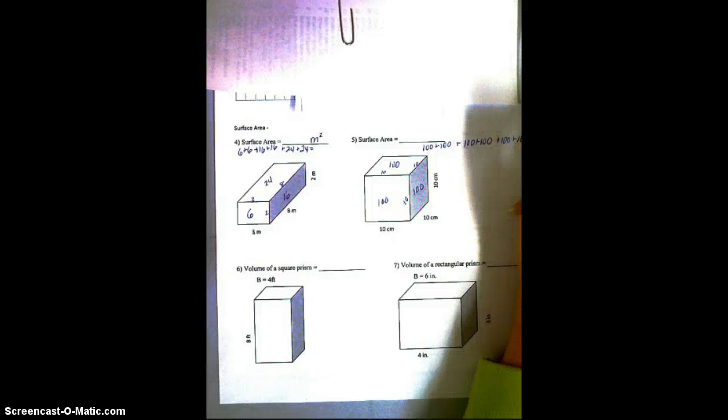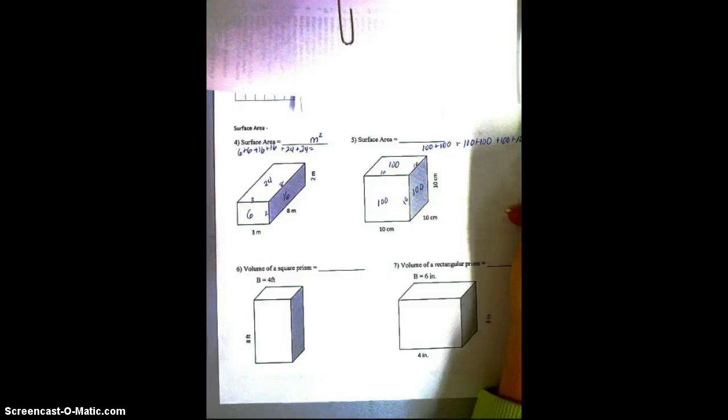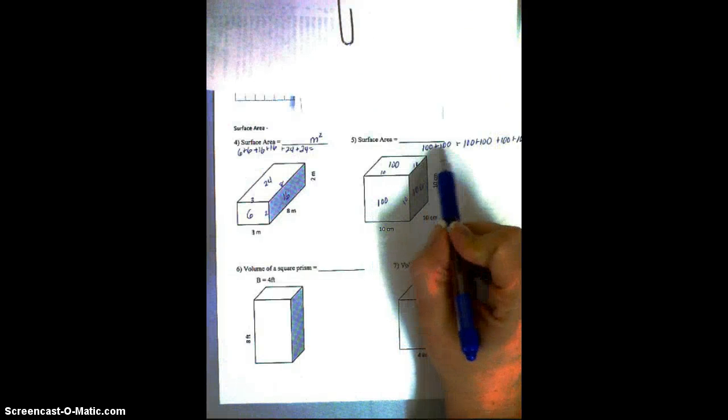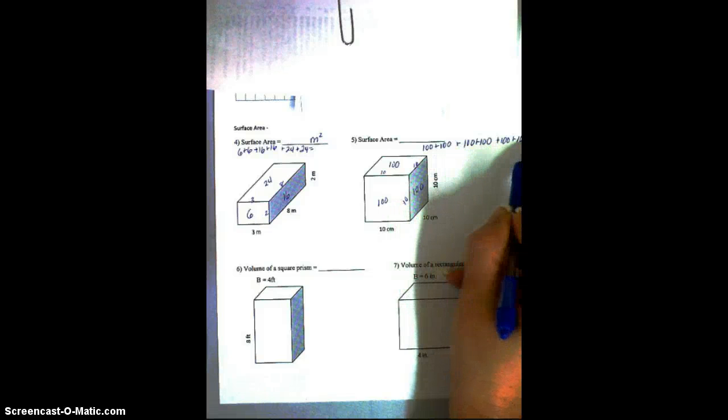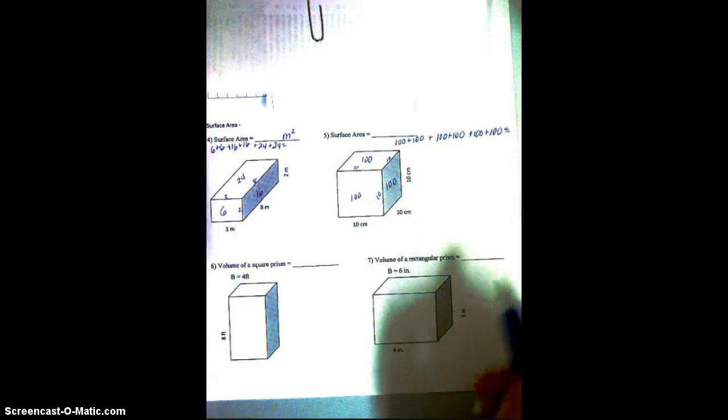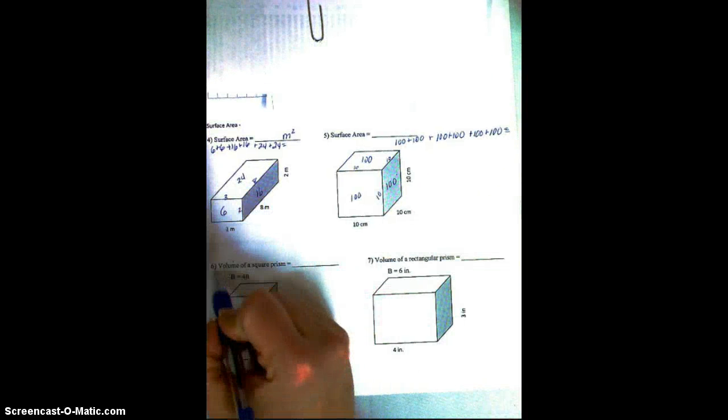And now we know all prisms have 6 sides. Not all prisms, all rectangular prisms have 6 sides. Let's make sure we have 6 numbers. 1, 2, 3, 4, 5, 6, and I bet you'll figure out already 600s is going to be 600. Alright, now we've got volume, not surface area, volume.